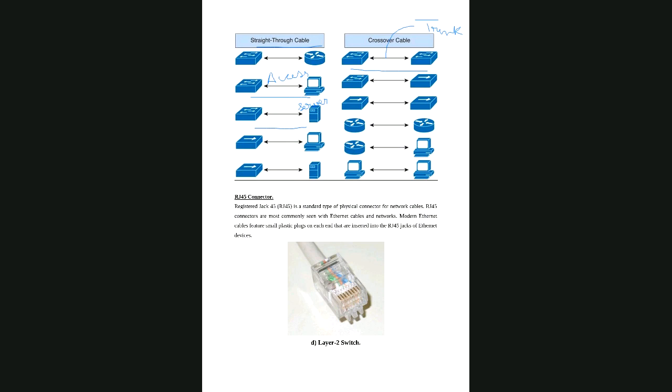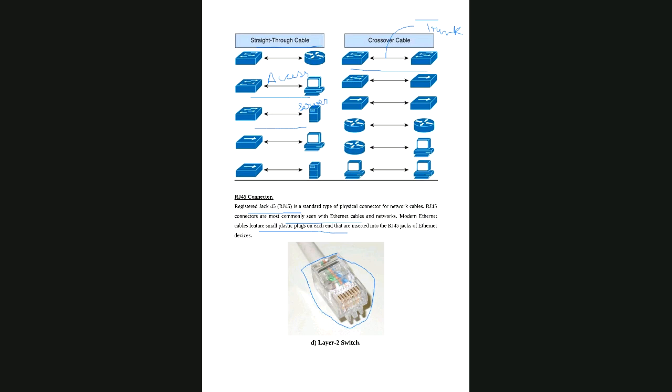Fine. And if I move next, as we have already talked about, we have an RJ45 connector attached at the end of the particular cable. It is a Registered Jack 45 standard type of physical connector for network cables. RJ45 connectors are most commonly seen with Ethernet cables and networks. A modern Ethernet cable features small plastic plugs on each end that are inserted into RJ45 jacks of Ethernet. So that's all about the cables and some of the connectors for them.